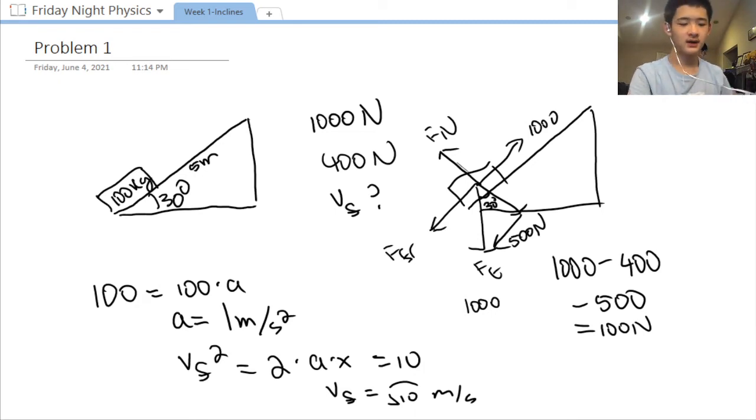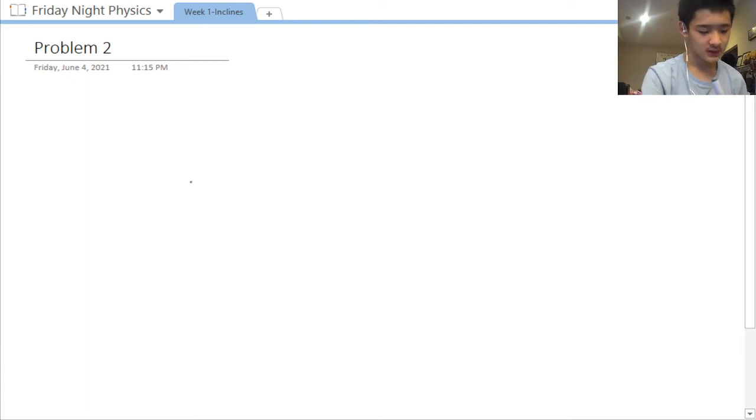And again, the concepts here are quite basic. It's just basic dynamics and kinematics. Next, we have problem 2, which is also very similar. Again, you have an incline, and again, this is 30 degrees.